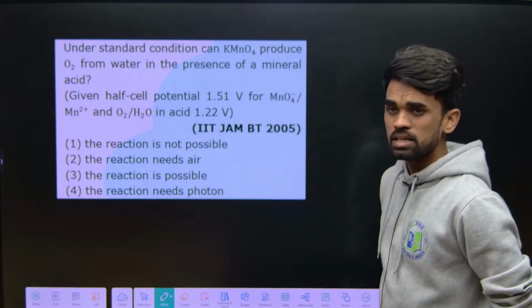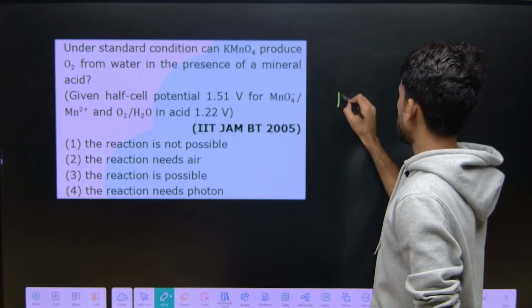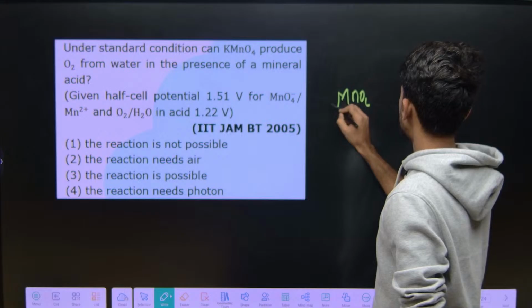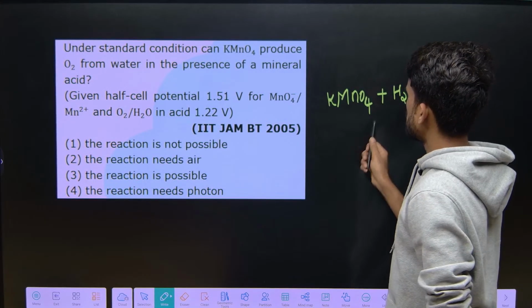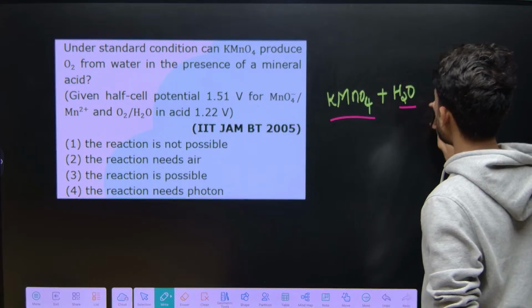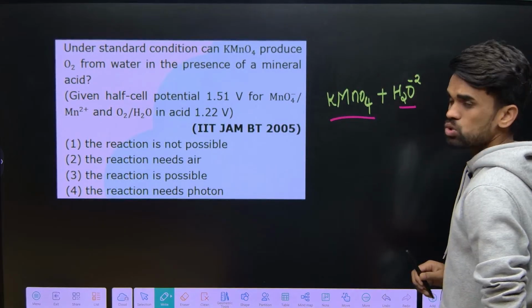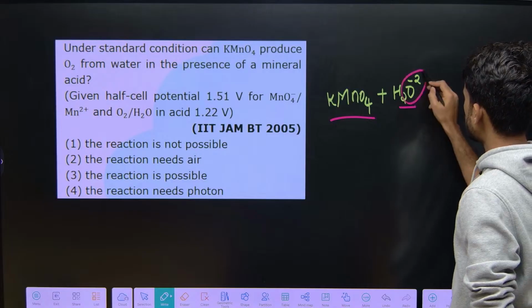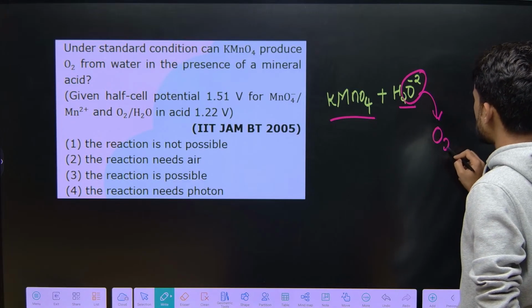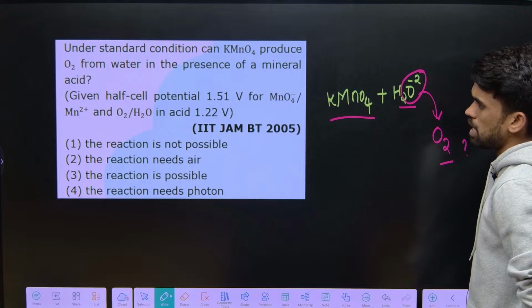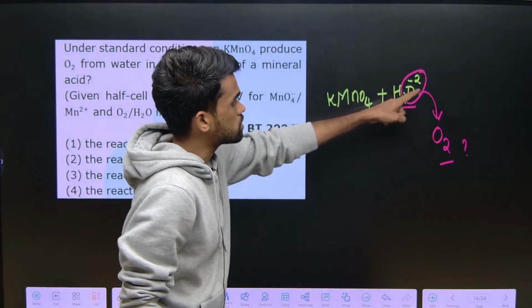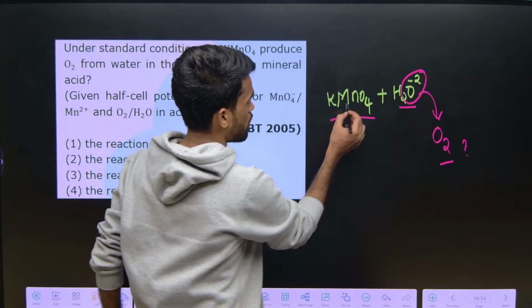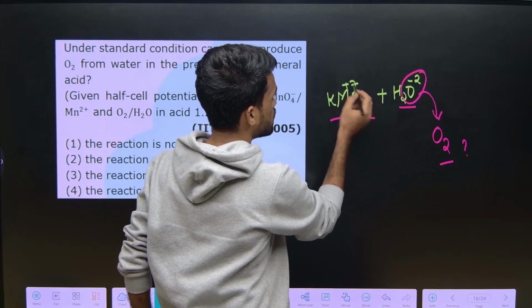mineral acid. It means when KMnO4 is treated with water, does this water get oxidized to form O2? Does this form O2 gas or not, they are asking. Okay, this is what they are asking. Now what we need to know: here oxygen is undergoing oxidation and manganese in the +7 oxidation state should undergo reduction.